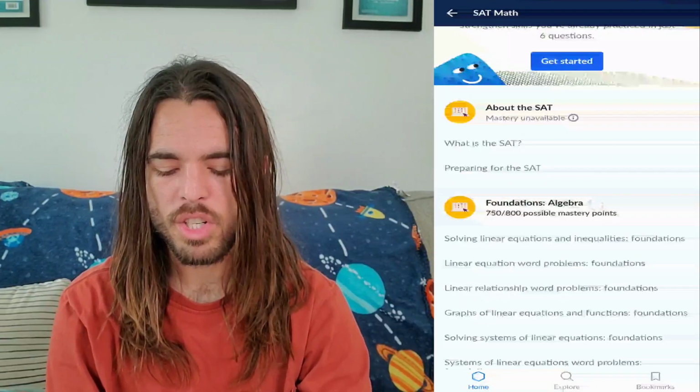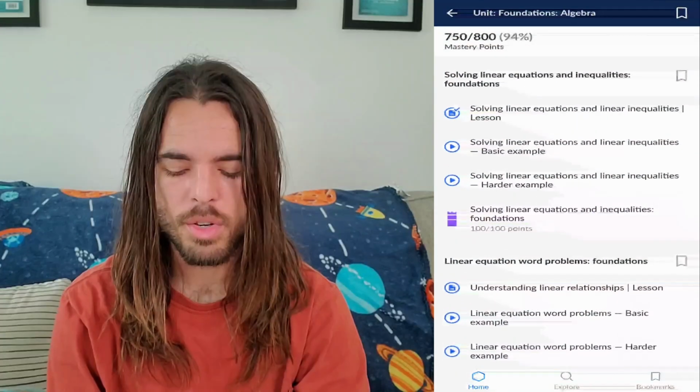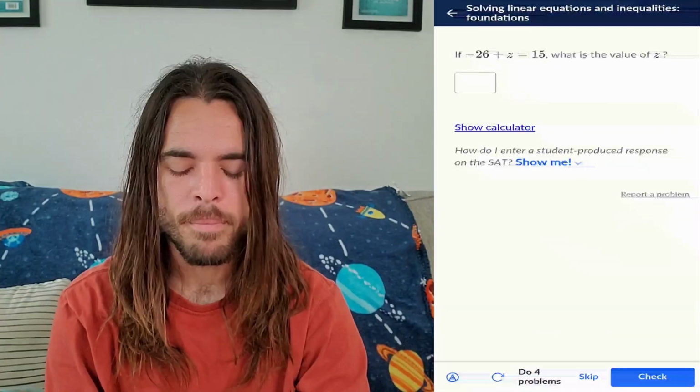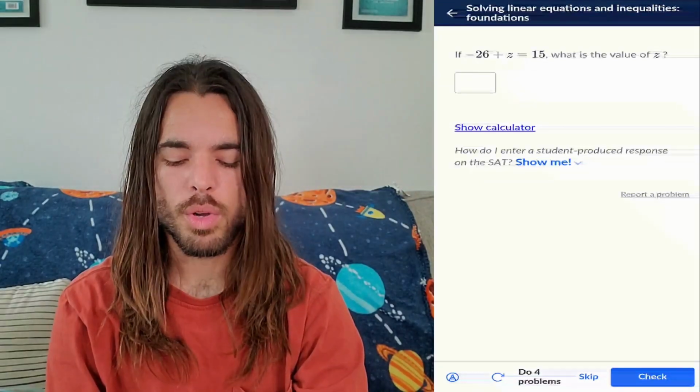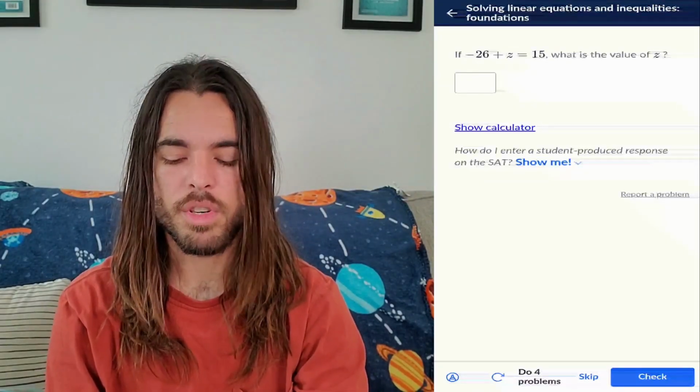Let's jump right into it. Foundations algebra, solving linear equations and inequalities. All right, our first question is negative 26 plus z equals 15. The goal here is to solve for z. It says, what is the value of z?